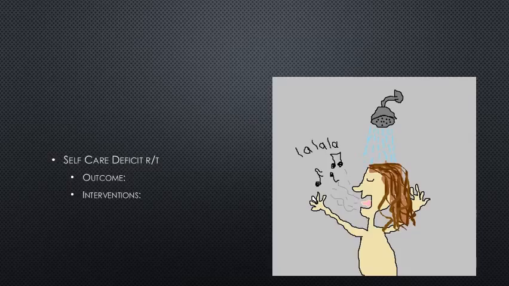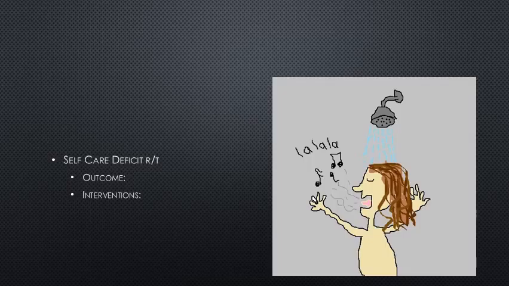Also with a self-care deficit, we could also have altered nutrition. Okay, so just keep that in mind as well. So the outcome is we want the person to perform their own ADLs by discharge might be one type of outcome. Or the patient will eat 3 meals a day by discharge. Or the patient will eat 75% of lunch, breakfast, and dinner, along those lines.